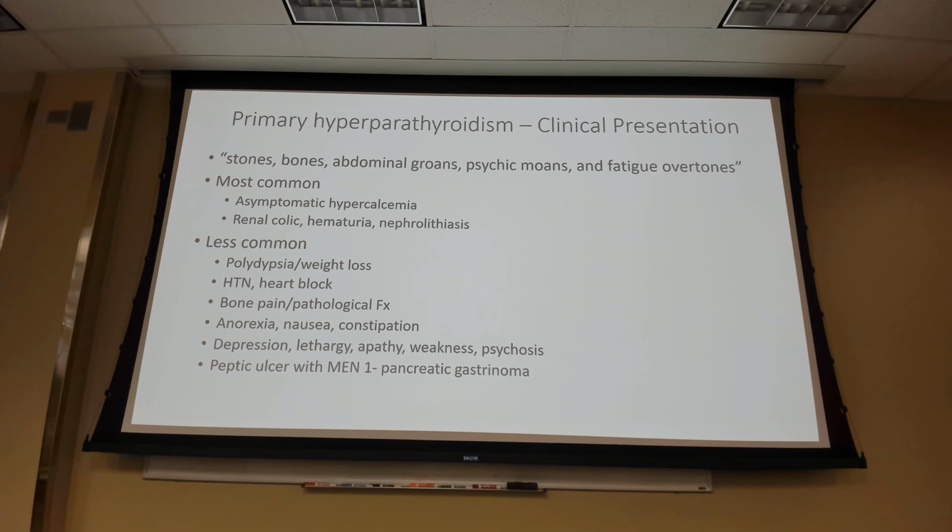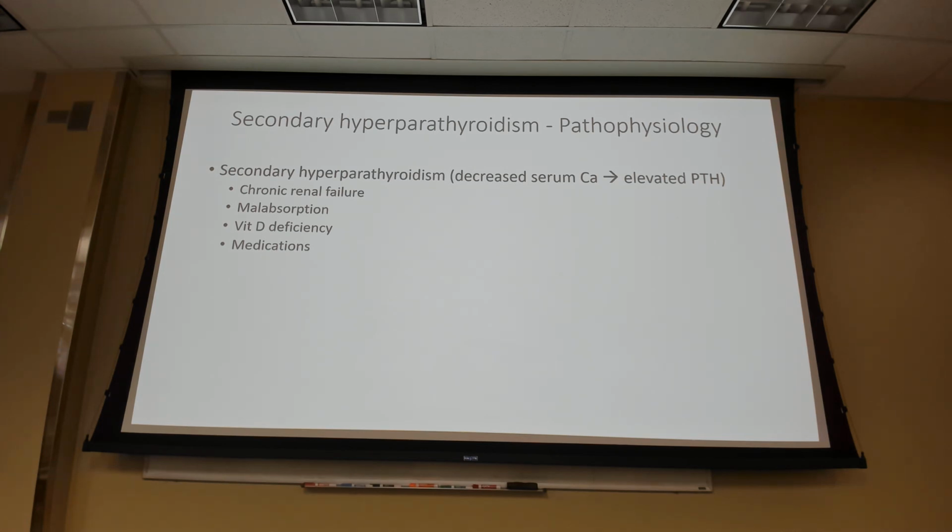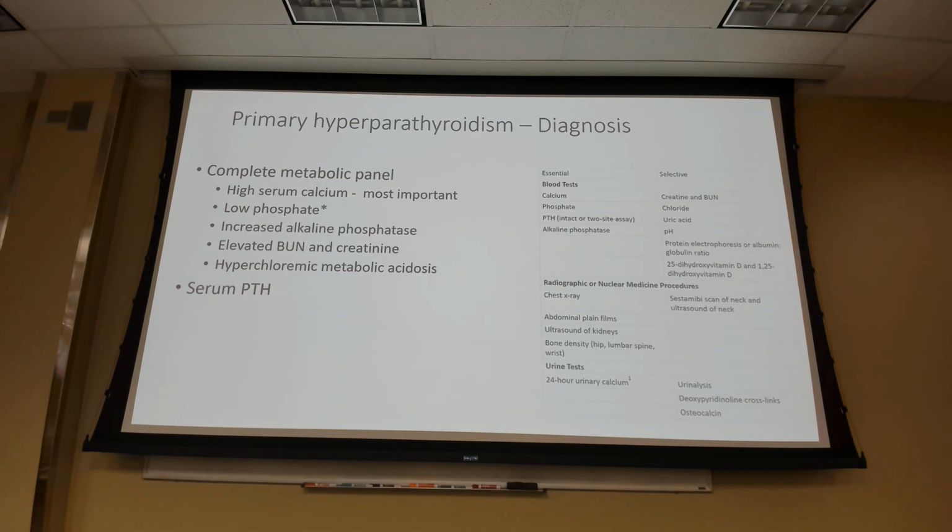All right. We'll talk about multiple endocrine neoplasia and some of the diagnostic studies we use for primary hyperparathyroidism in a moment. But we also have secondary hyperparathyroidism. So that's typically a decreased calcium with an elevated PTH. You see that with chronic renal failure, all the different malabsorption syndromes, vitamin D deficiency. Medications can cause this as well. But in secondary hyperparathyroidism, they're not going to have that elevated calcium like you see with primary. That's the important differentiator. But they will have the elevated PTH.